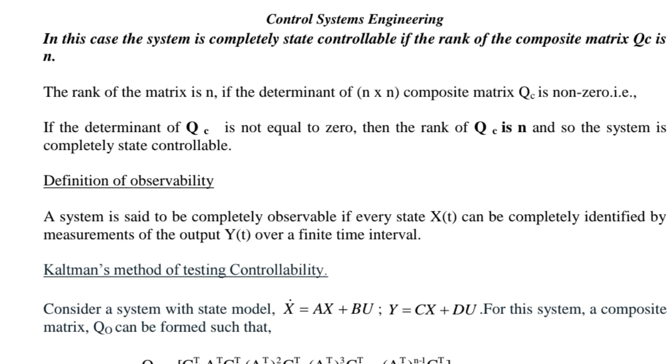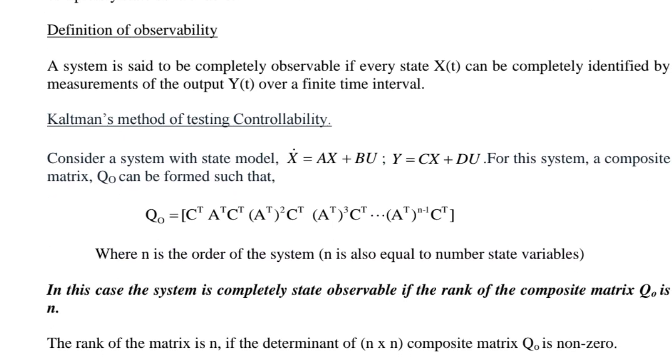Next, we are going to discuss the definition of observability. A system is said to be completely observable if every state x(t) can be completely identified by measurements of the output y(t) over a finite time interval. Here also we are using the Kalman method for testing observability.